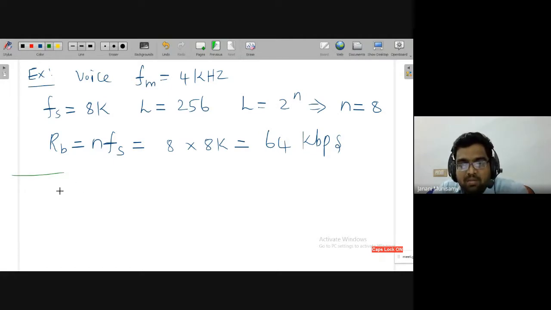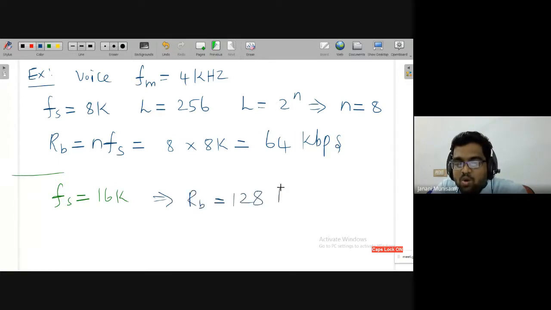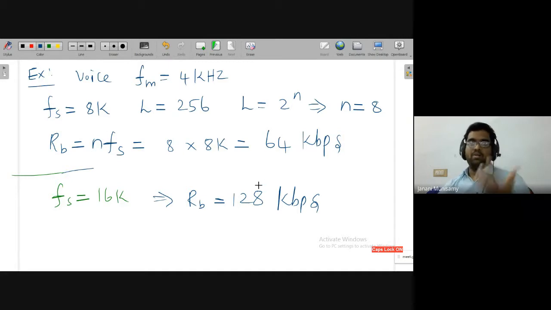Suppose in another system, instead of 8 kilohertz, they are using 16 kilohertz. Then definitely what will be the RB? Instead of 64 kbps, 128 kbps will be there for each user. So clarity will increase. That means RB will increase, clarity also will increase. But what is the problem? You cannot accommodate more number of people.